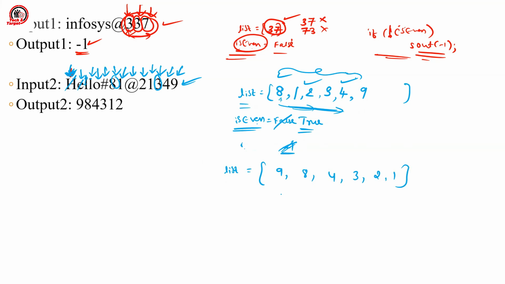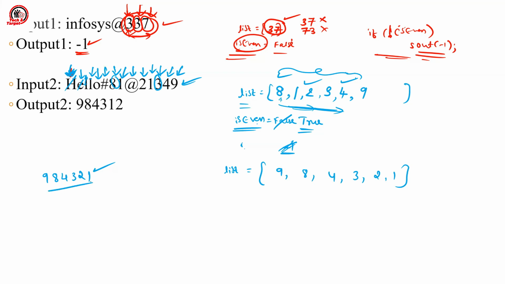Now, can we print the elements one by one as an output for our question? If we print elements one by one, what will happen? 9, 8, 4, 3, 2, 1. But do you think this is the right answer? No, it is not, because they are telling you to print the largest even number and not the odd number.